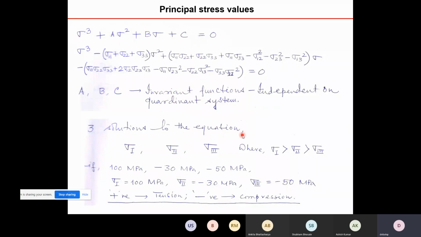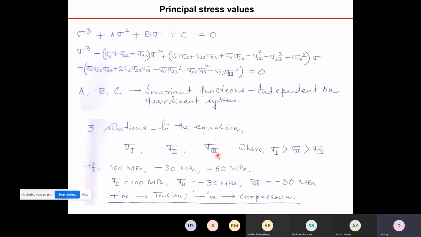And these 3 solutions are written as sigma Roman 1, sigma Roman 2, and sigma Roman 3, where sigma Roman 1 is greater than sigma Roman 2 is greater than sigma Roman 3. They can also be equal. All 3 can be equal. All 3 can be different. Any 2 can be equal. But the way we represent them, the highest value as Roman 1, the second highest value as Roman 2, and the third highest value as Roman 3. This is the convention.